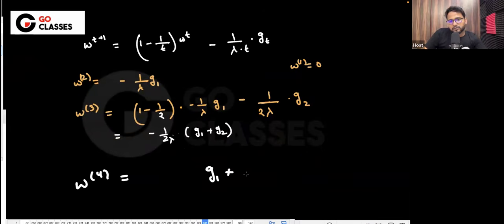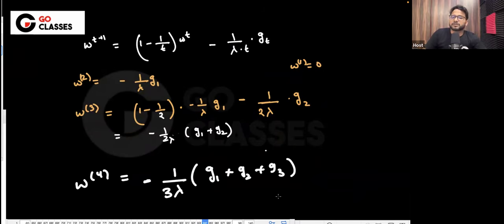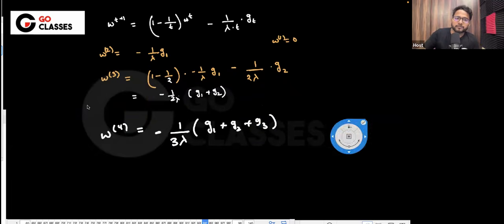It will be G1 plus G2 plus G3 divided by 1 upon 3 lambda minus, right, taking the average of these three, and then multiplying by minus 1 upon lambda, something like this. Now can you write Wn here? Okay, with this pattern you should be able to write Wt plus 1.